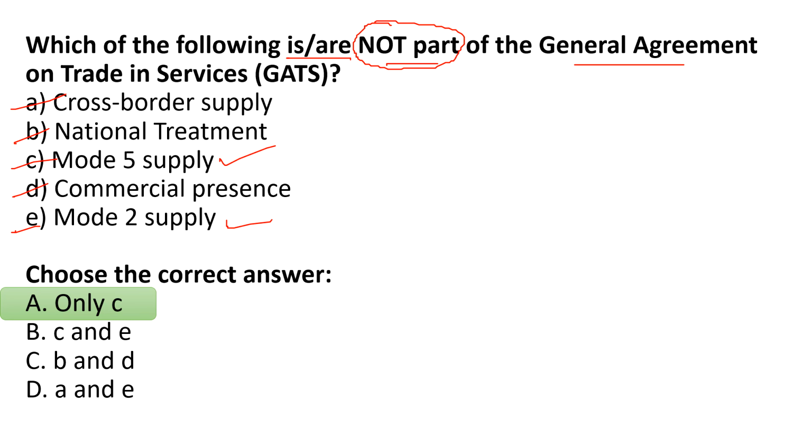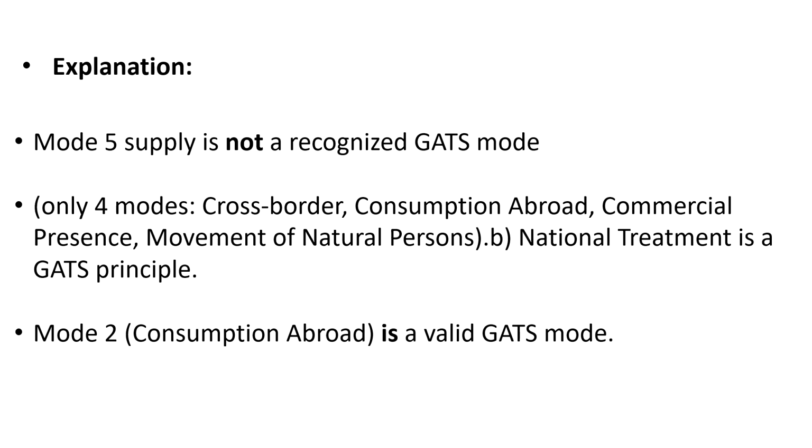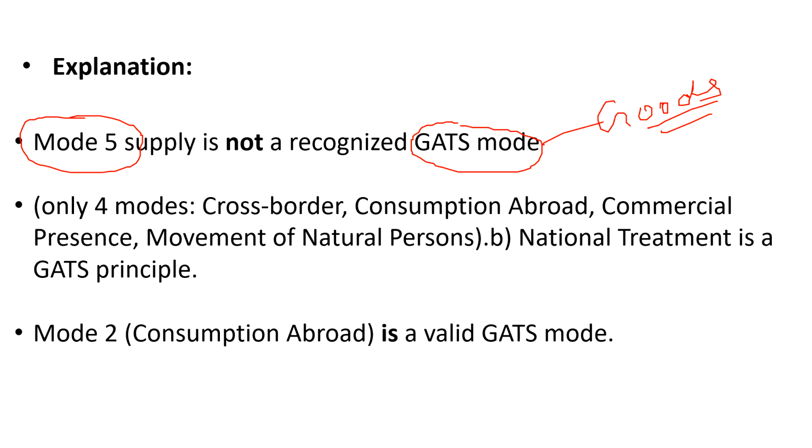So the right answer is option C, that means only mode 5 supply. Let's have a discussion on it. Mode 5 is the one which is not a recognized GATS mode. Why? Because mode 5 services are subject to the rules governing trade in goods, which is not related to the GATS, which is focused on the services mode. So it is focusing on the goods mode.